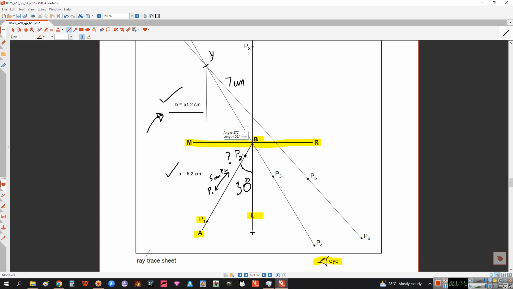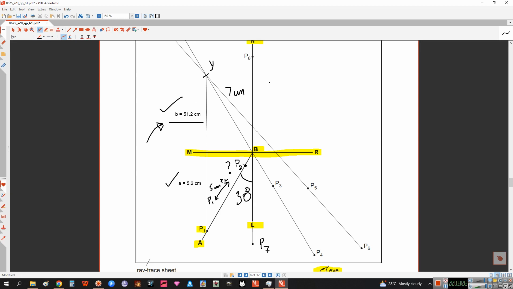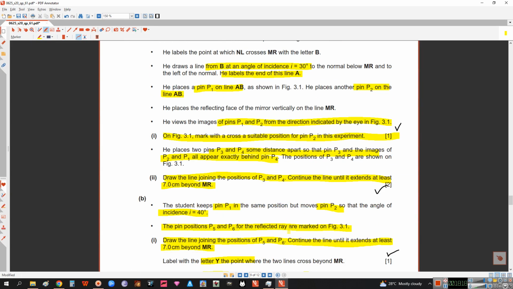So here we have it. Here's our 6 centimeter. This is now P7. I'm just going to make a little dot over here. Now this is P7, and there is another P8 which is over here. This is P8. Now this is P7. I'm just going to highlight this. Okay, this is what we have to draw.